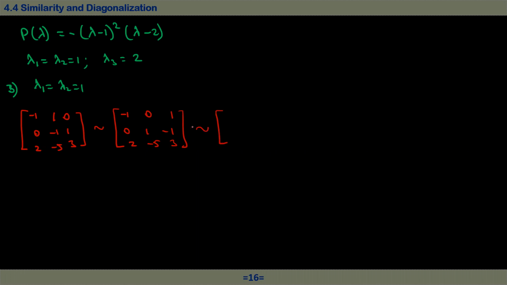Or here, multiply the first row by 2 and add to the third row. Here we have minus 1, 0, 1, 0, 1, minus 1. So minus 2 plus 2 is 0. So here we have nothing. And minus 2 plus 3, that's equal to 1. Also, if you multiply the first row by negative 1, here we have 1, 0, 1. Here 0, 1, minus 1. Multiply the second row by 5 and add to the third row. Here we have 0, here we have 0. 5 minus 5 plus 1, that's equal to 4.